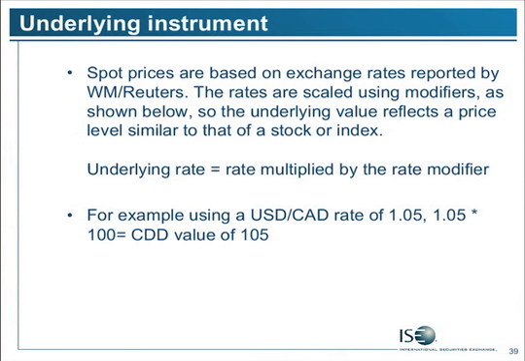The spot prices are based on the exchange rates reported by WM Reuters. The rates are scaled using what we call modifiers. So you might have a different modifier in the yen, which is not modified at all. It's just 1. The Mexican peso might be 10, and many of the other ones are 100.